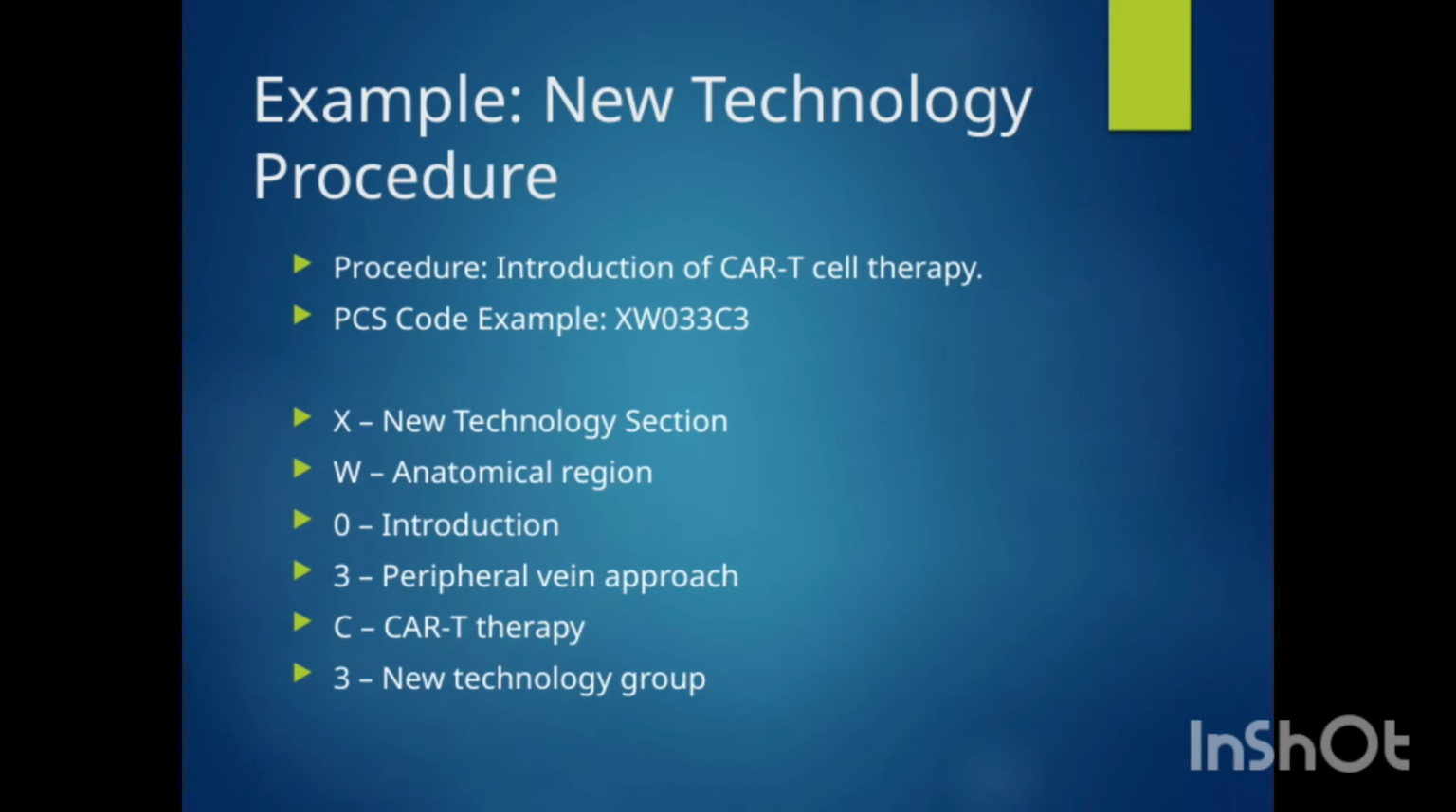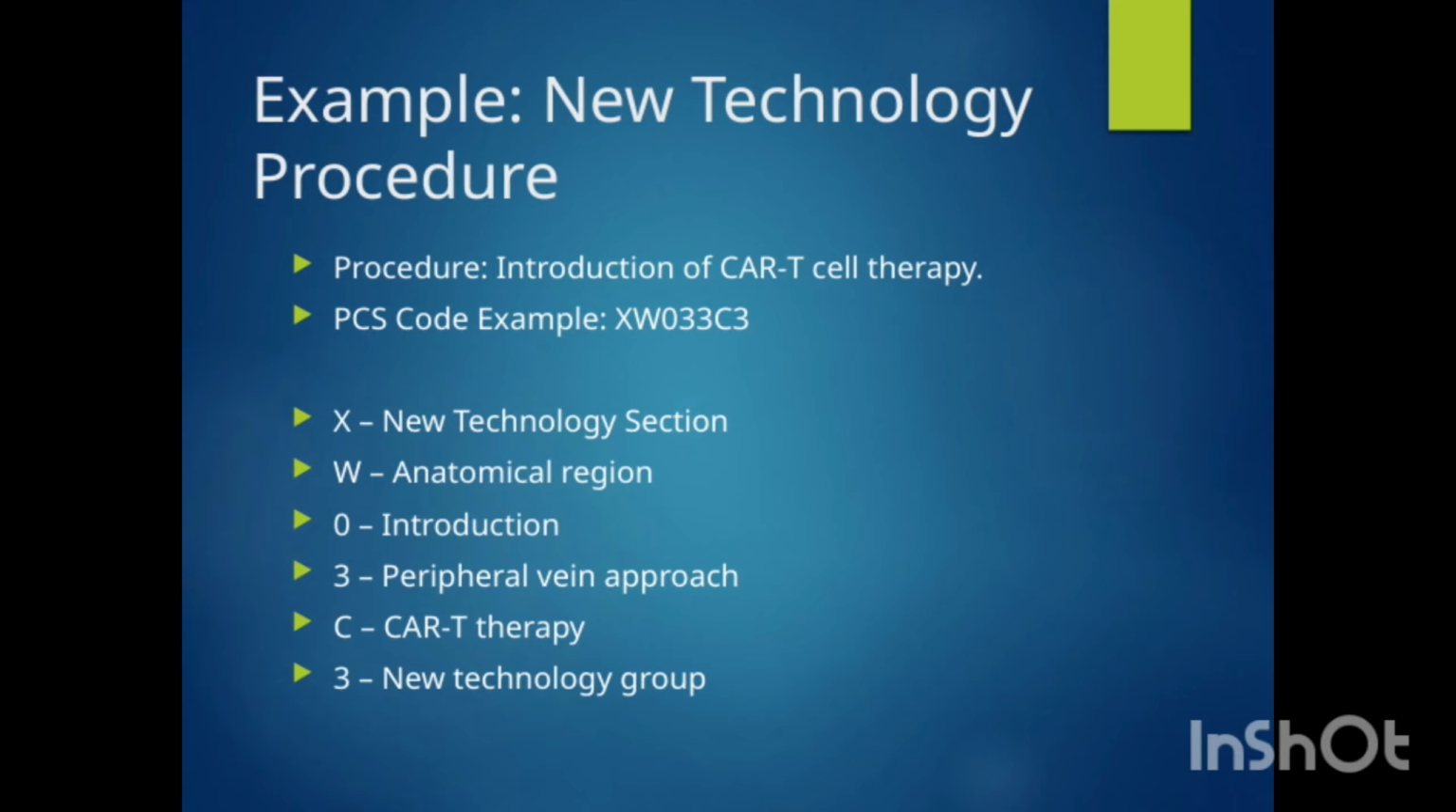The 0 signifies that this is an introductory procedure, often the initial step in the treatment process. The 3 after that indicates the approach through peripheral veins, emphasizing the method of delivery. Moving on, the C specifies that this is a CAR-T therapy procedure. The final 3 confirms that this falls within the new technology group, underscoring the innovative nature of this treatment method. Overall, this example helps us understand how the PCS coding system categorizes advanced, targeted therapies like CAR-T, making it easier to document and communicate these complex procedures within the healthcare system.